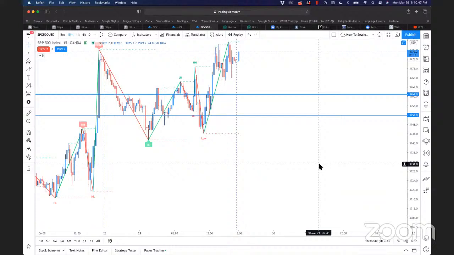Can you stack orders with indices? Exactly. Yeah, you can definitely stack orders. There are certain times when I'm going to stack and when I'm not though.